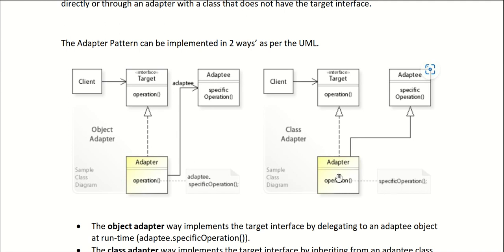It is possible that there are two ways again here. It can inherit from that adaptee class itself, and if it inherits from that adaptee class itself, it can invoke that specific operation.